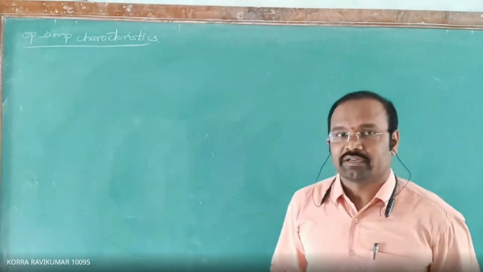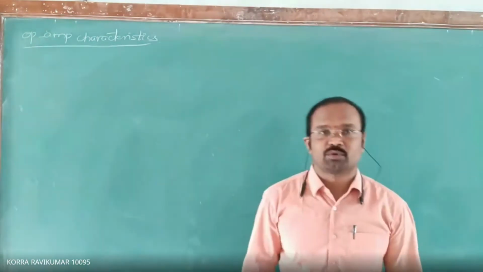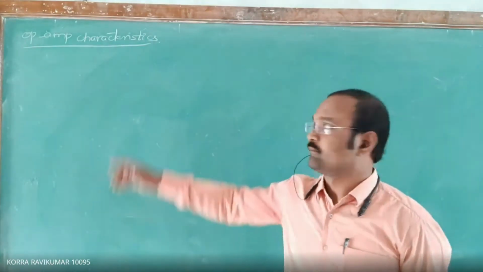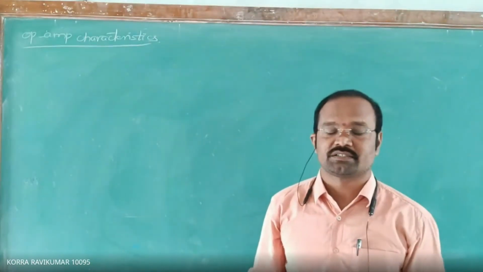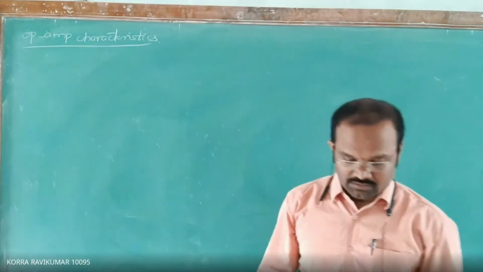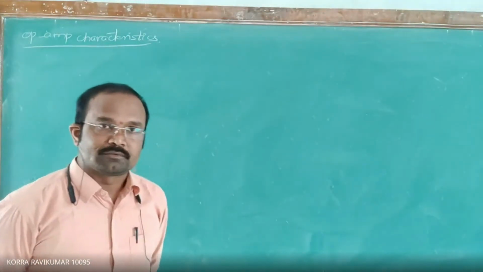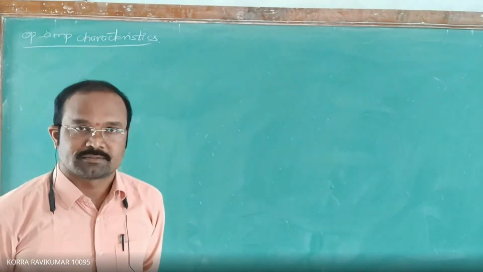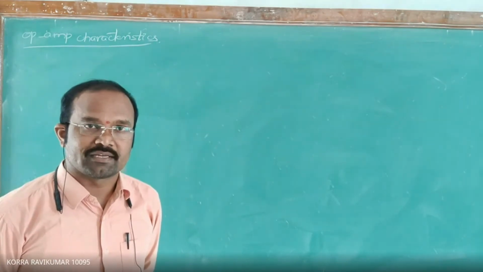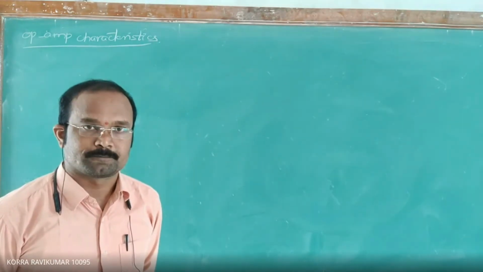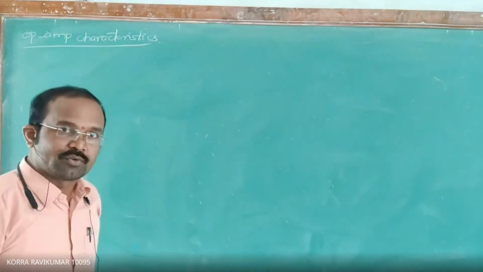Right. In today's class, we are going to discuss the topic called operational amplifier characteristics. Op-amp characteristics. Generally, an ideal op-amp draws no current from its source. An ideal op-amp does not draw any current from its source side, so that its output voltage will be zero.